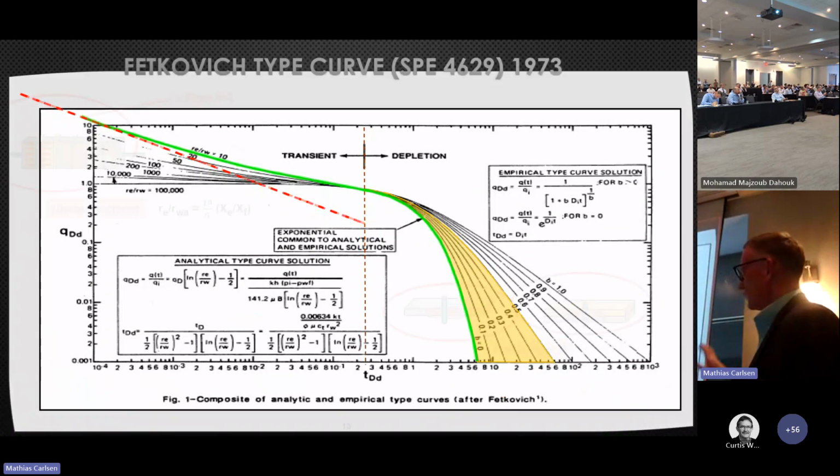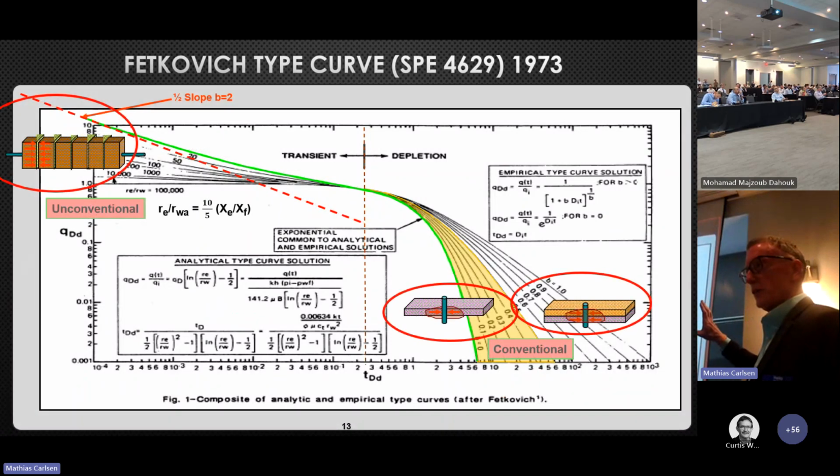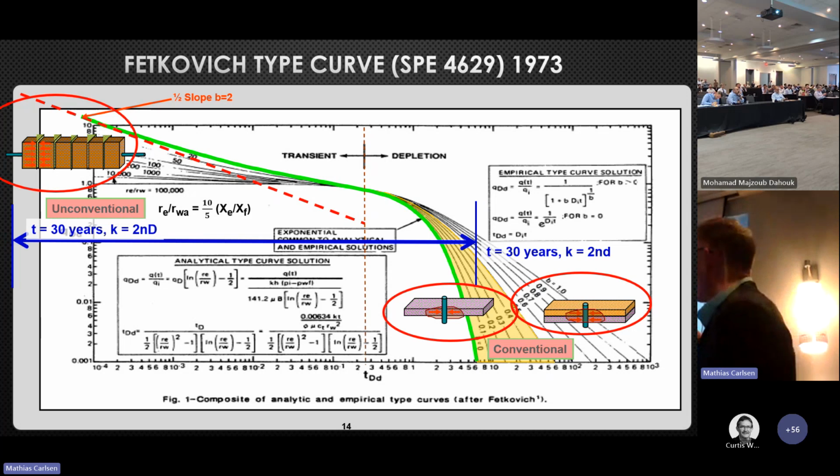So what I did with this, I'm just going to introduce a little bit of the stuff that Mike would always talk about, just to give you a flavor. I highlighted the re over rw depletion stem in green. And the way Mike developed the analytical portion of the type curve is he shifted all the depletion stems to one common depletion stem. And so then you see the beginning of all those curves for different values of re over rw at the beginning. But the re over rw of 10, if you look at a vertically fractured well, that's equivalent to an xe over xf of 5.